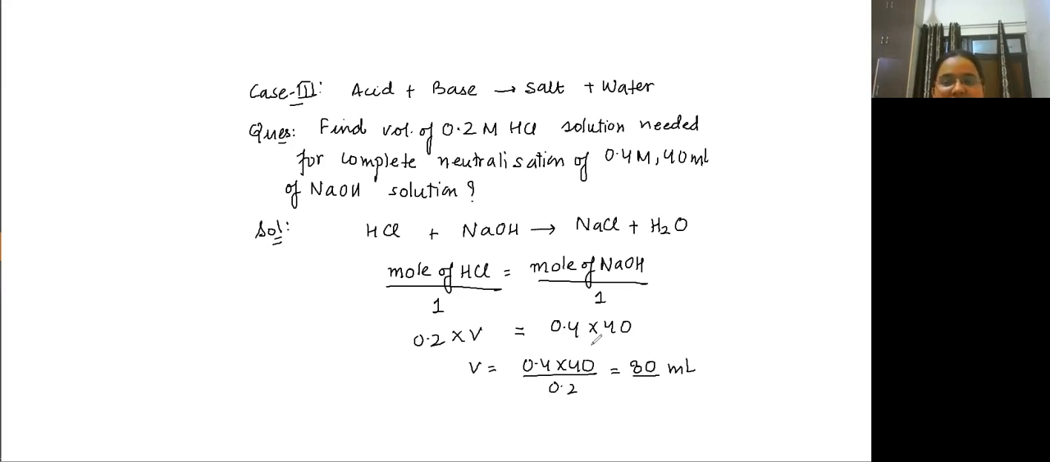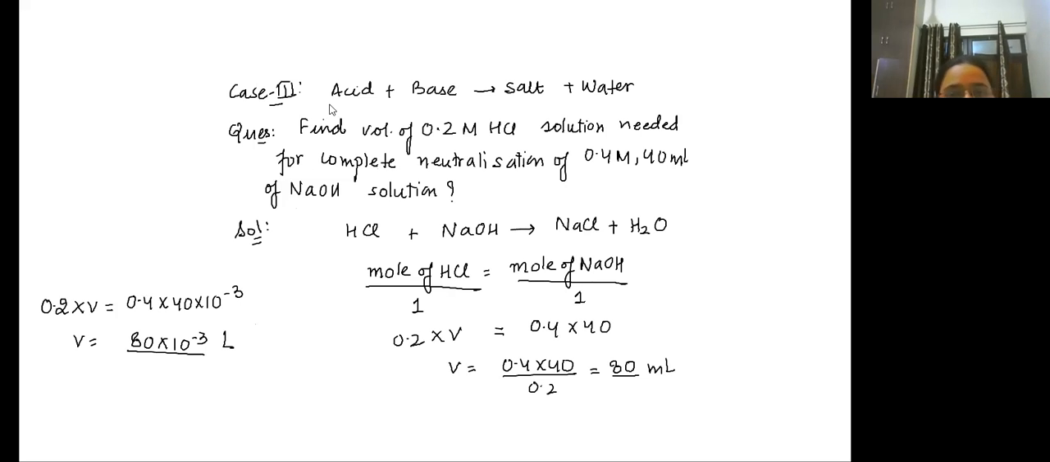If this volume is in ml, you will get the answer in ml. If you want to convert into liter, you can also do it this way: 0.2 into V equals 0.4 into 40 into 10 to the power of minus 3. You can convert this into liter, then you will get the volume in liter only. 80 into 10 to the power of minus 3 liter. Both ways are correct.